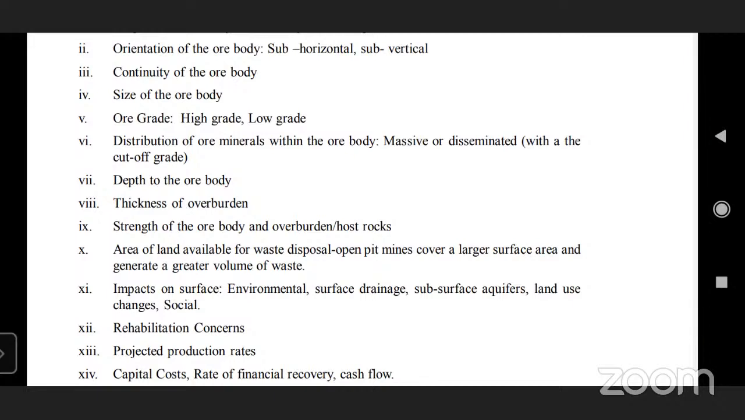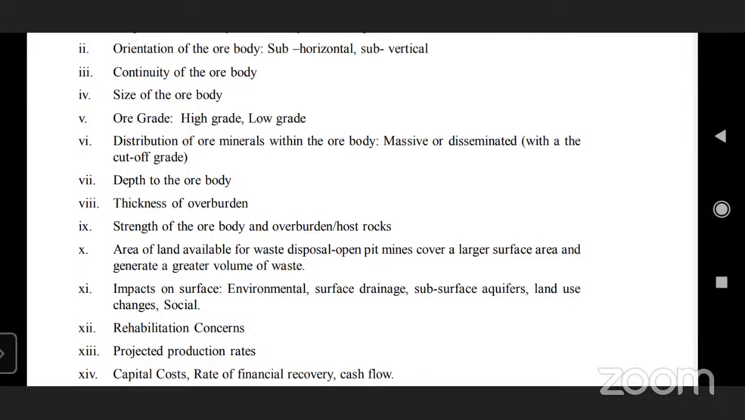As we know, the waste disposal for open pit mines covers a large surface area. It needs a large surface area to dispose the overburden material and generate a greater volume of waste. Impacts on surface: how these mining methods are going to impact. It is going to impact the environment, surface drainage, subsurface aquifers, land use changes, and social aspects. So these are the impacts which take place during the mining methods.